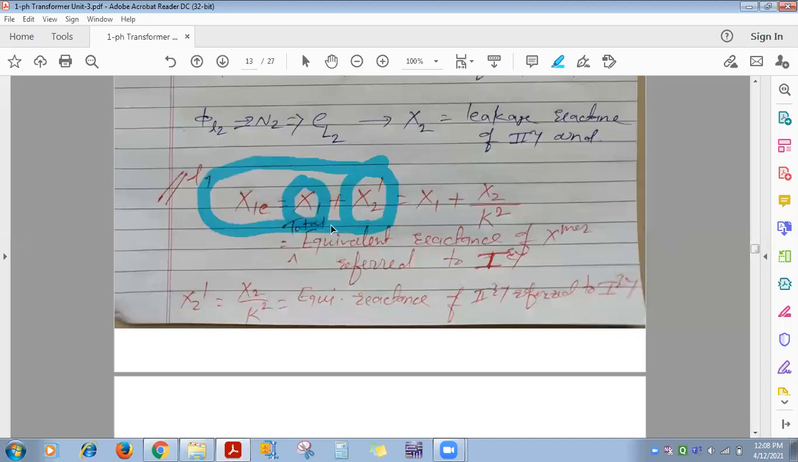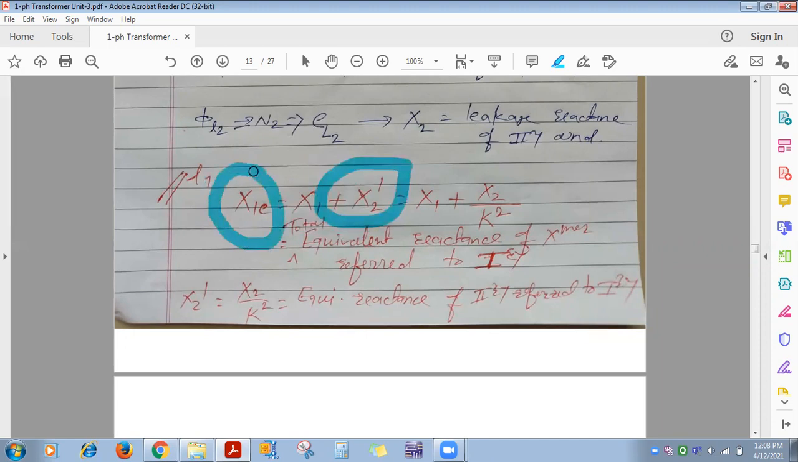The suffix is the same. Whatever we have seen for resistance, the same is here for reactance, with the same suffix. There it was R2 dash, so here it is X2 dash. Earlier one was R1E, here it is X1E. Any difficulty? Refer to primary. What is the conclusion?